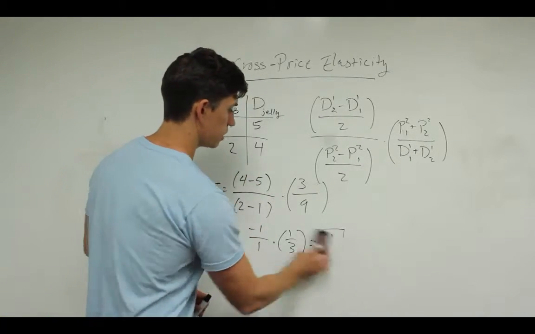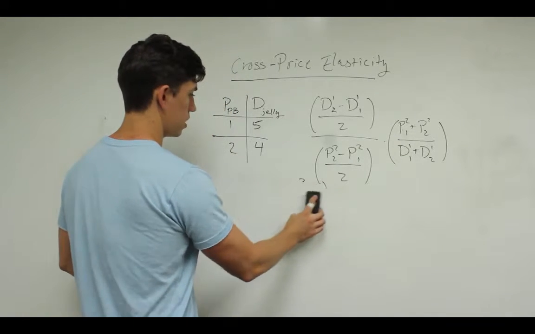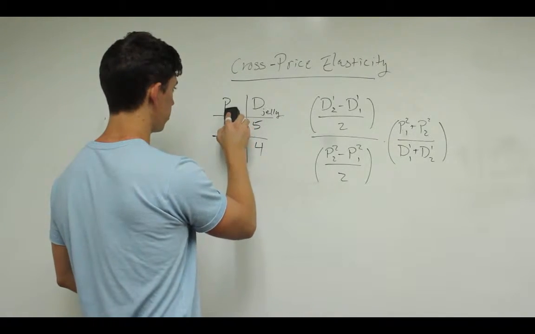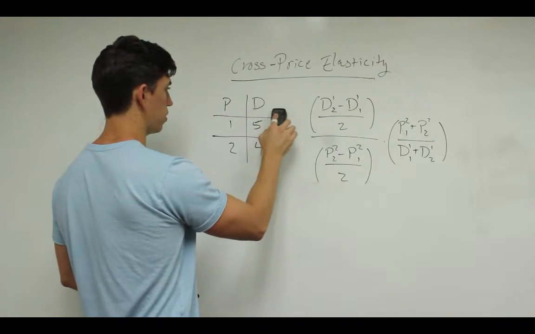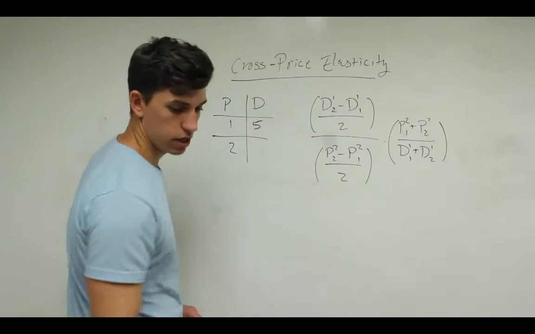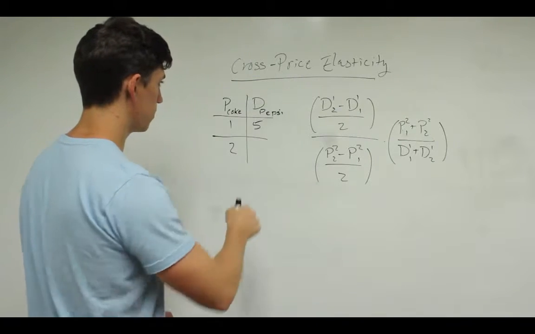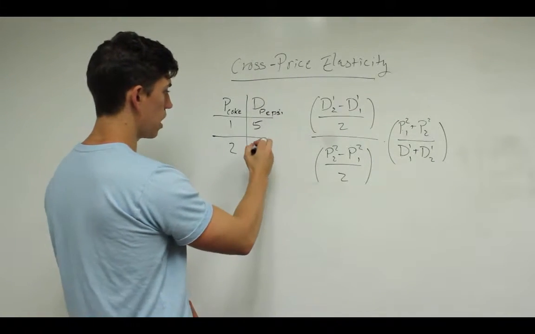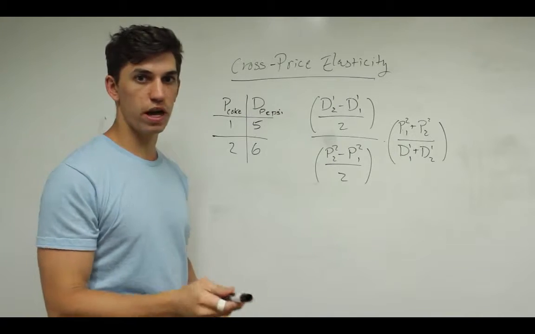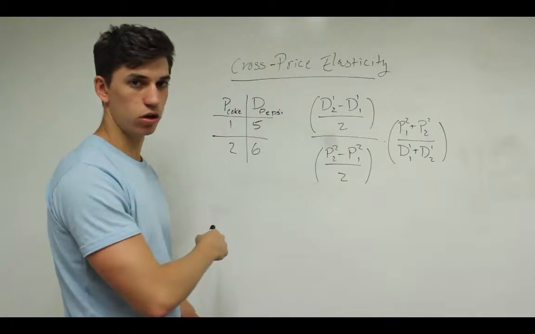Okay, so let's do a second example now. And let's say instead of peanut butter, we have Coke and Pepsi. In this case, because we assume they're substitutes, the demand for Pepsi should actually go up, right? Because you're substituting away from the good that became more expensive, which is Coke.